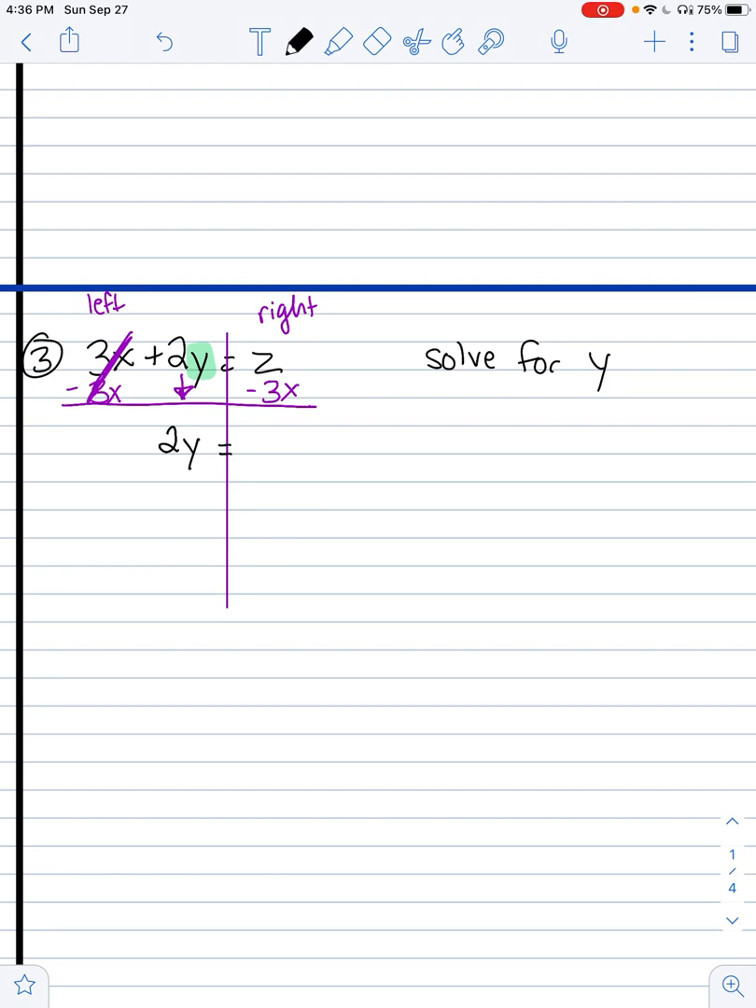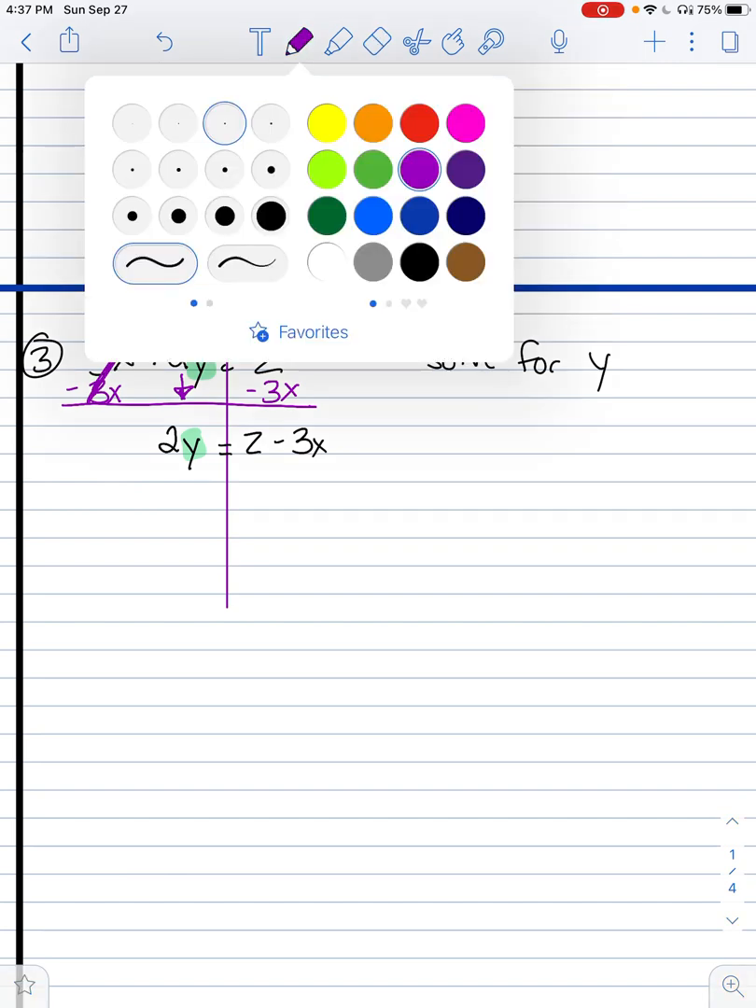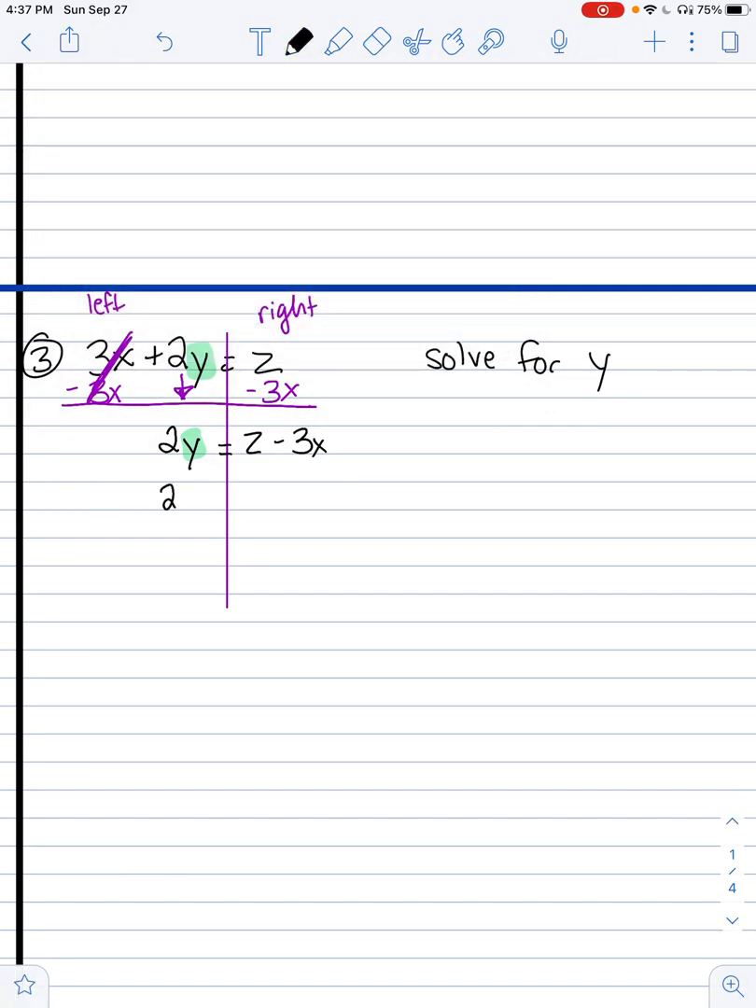Z and x are just totally different letters, so we can't combine them. And the 3 is attached to the x, so we can't really do anything here, so we just leave it as z minus 3x. So I'm still trying to solve for y, but I have this 2 that's attached to it. And again, it's directly attached to it. There's no plus, there's no minus sign in between it. So that tells us that they are attached through multiplication. So this is really 2 times y equals z minus 3x.